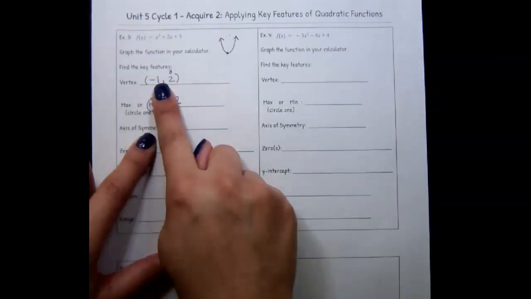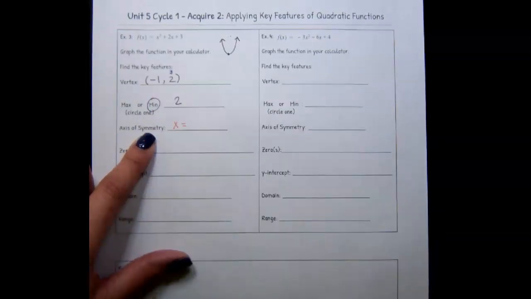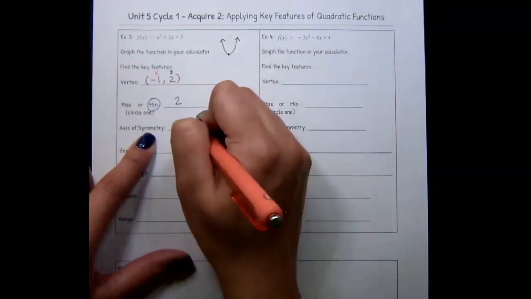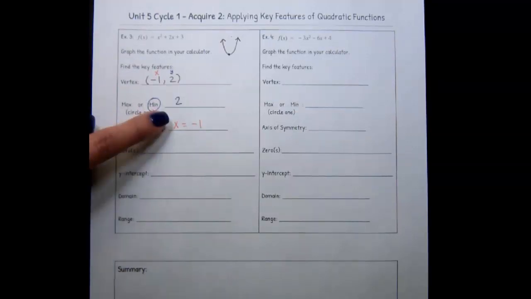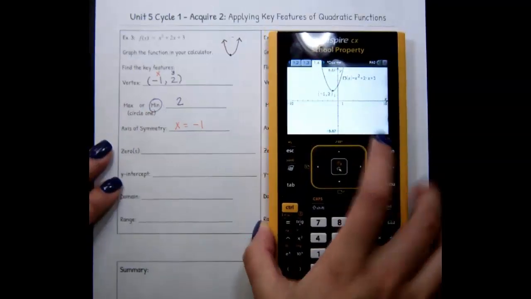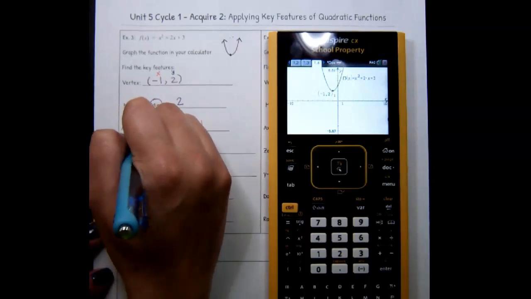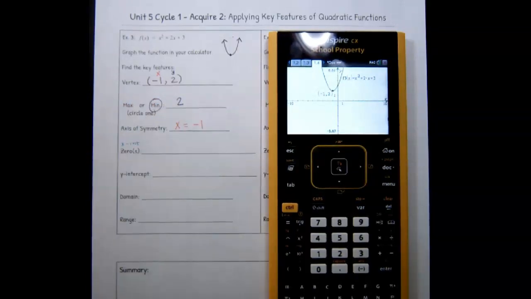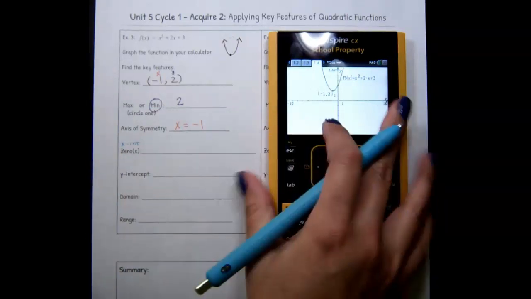Now, the axis of symmetry always goes through the vertex, and the axis of symmetry is always x equals. Well, if I look at the x value of my vertex, it is -1. So that vertex gives me the value I need for my max or min, and it gives me the axis of symmetry. Now, if I look at this graph, zeros is the same thing as x-intercepts. And x-intercepts is where the graph or the parabola intersects the x-axis or touches it, and it doesn't. So this one has none.